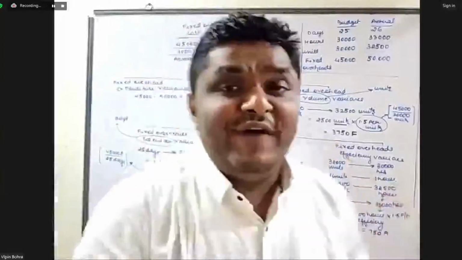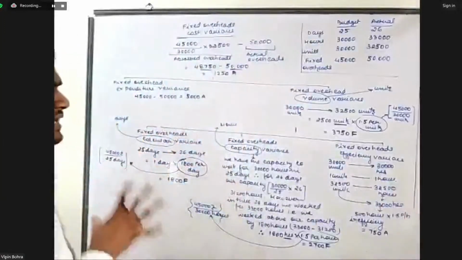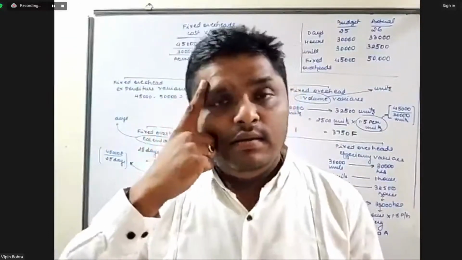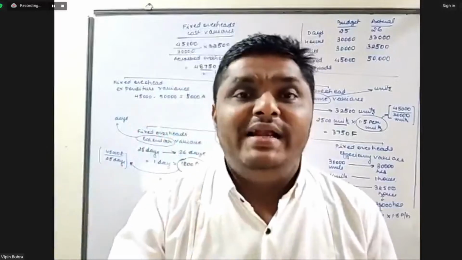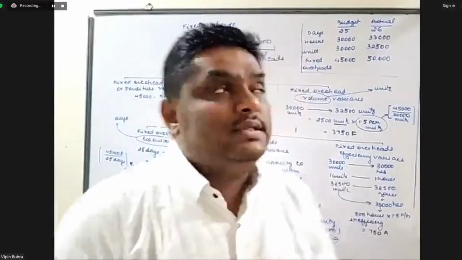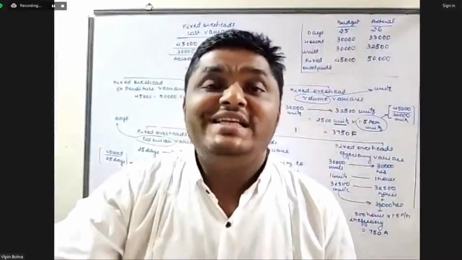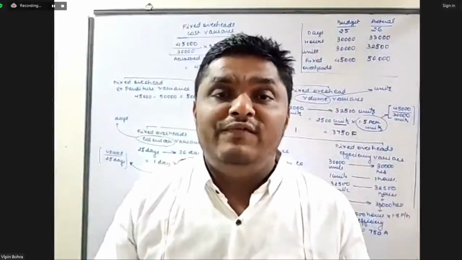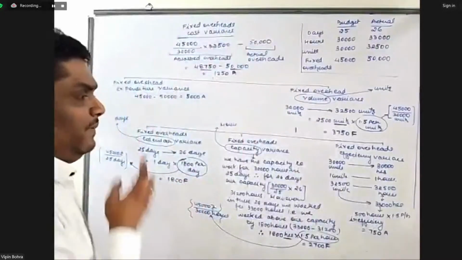So 3,750 favorable. Now the next part, calendar variance. Very important, guys. When talking about this word calendar, it talks about the number of days. कितने दिन काम करना चाहिए था? 25 days. How many days did we actually work? 26 days. 1 day extra we worked. So it's a good sign for the company. That's why it is favorable.